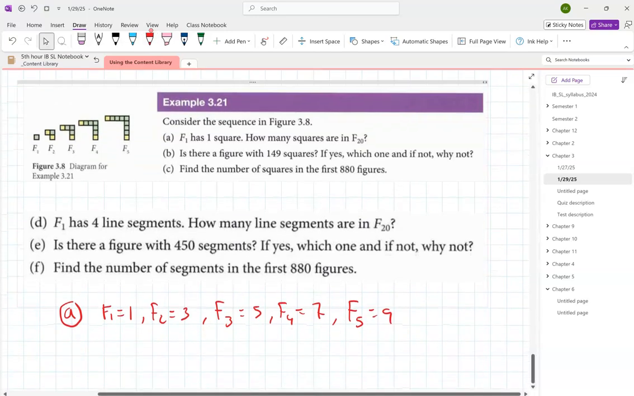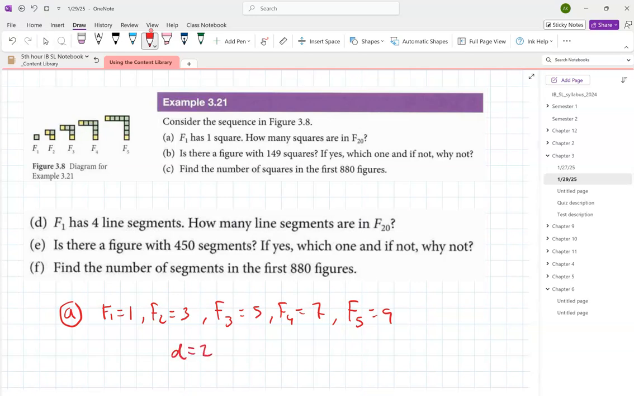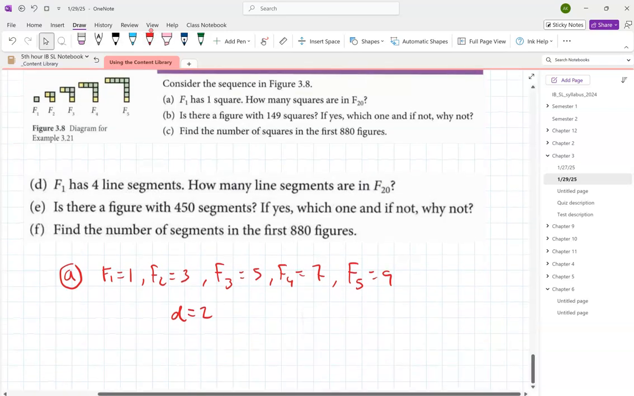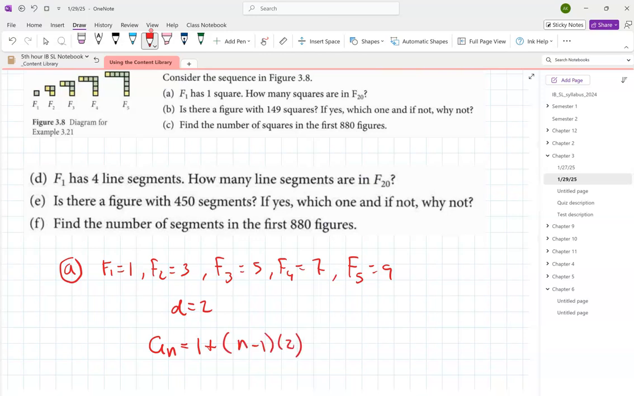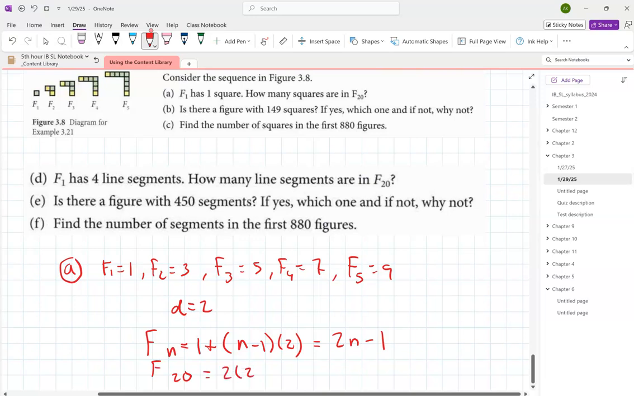What I notice is that this is an arithmetic sequence because each time we're just adding 2. Would you agree? So I'll use this to write my equation for an arithmetic sequence. And if I want F20, I guess we should call this F, huh? I'll just do 2 times 20 minus 1. So I get 39. Does everybody feel okay there?